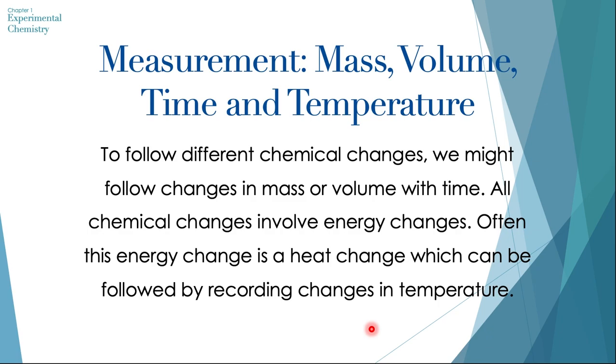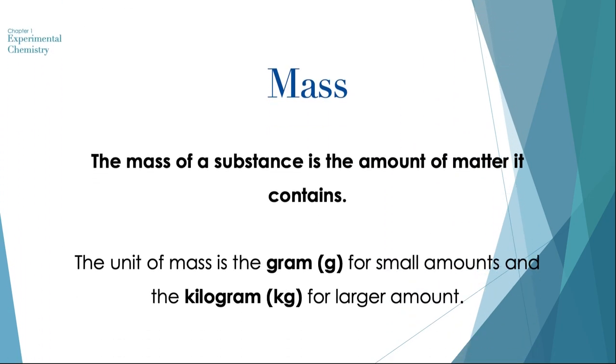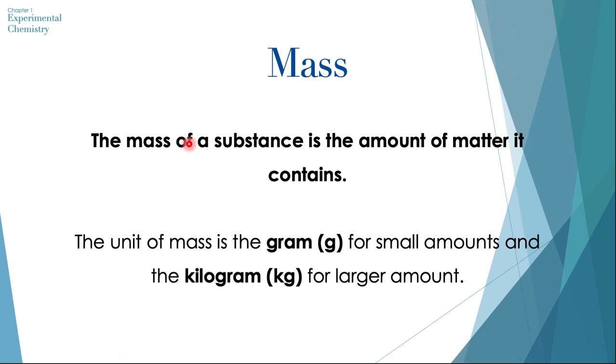Now we're going to start our first physical quantity, mass. This is the definition of mass here. The mass of a substance is the amount of matter it contains. It's very simple, right? In chemistry, we need to measure mass more accurately than the everyday way of measuring it, in terms of amounts such as a pinch of salt or a spoonful of sugar. We use balances to measure mass accurately.